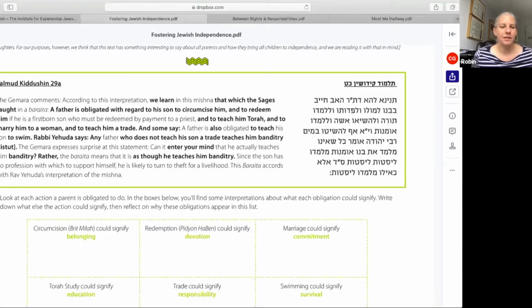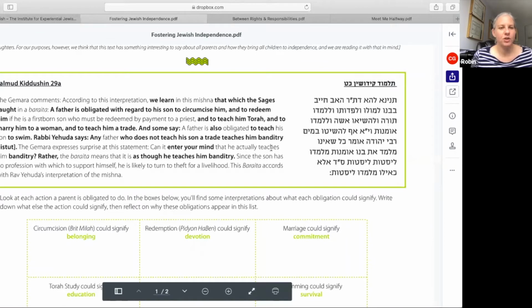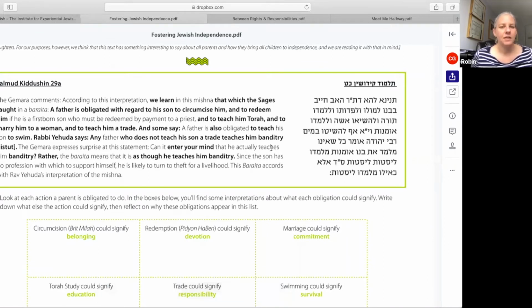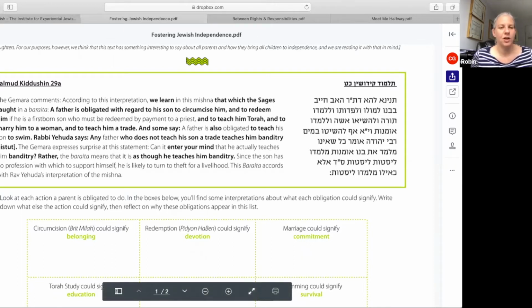Rabbi Yehuda says any father who does not teach his son a trade teaches him banditry. The Gemara expresses surprise at this statement. Can it enter your mind that he actually teaches him banditry? Rather, the Baraita means that it is as though he teaches him banditry. Since the son has no profession with which to support himself, he is likely to turn to theft for a livelihood. This Baraita accords with Rav Yehuda's interpretation of the Mishnah.